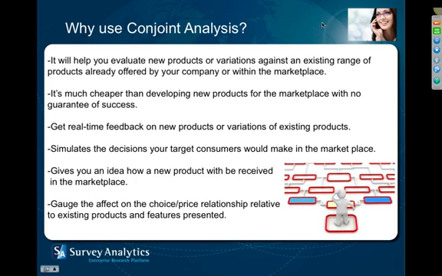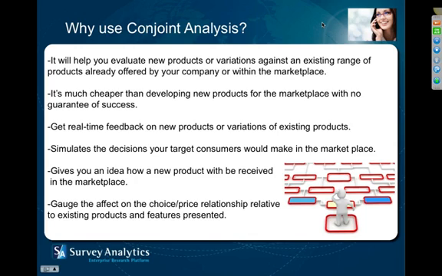So a lot of people want to know, why do you want to use a conjoint analysis? Is it too complicated? What's the purpose? We wanted to let you know that it will help you evaluate new products or variations either against an existing range of products offered by your company or within the marketplace. It is much cheaper than developing new products for the marketplace with no guarantee of success.